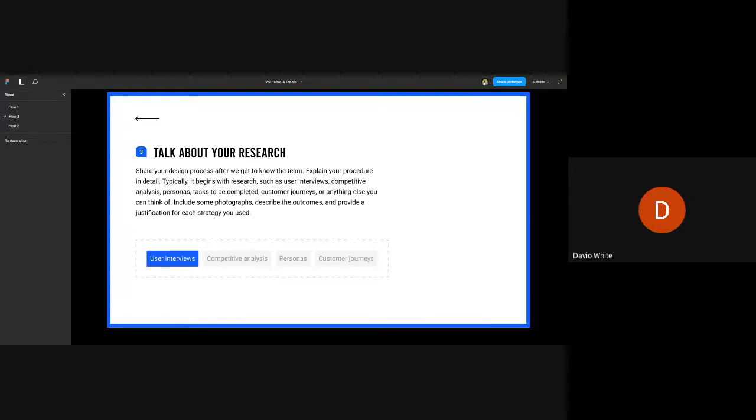Explain the procedure in detail. So don't just post things. Don't just post screens. You're just showing different screens. Explain it. Yeah, be detailed.